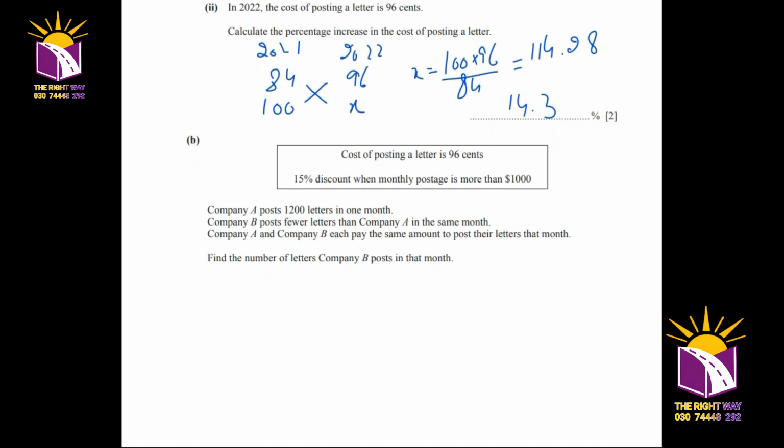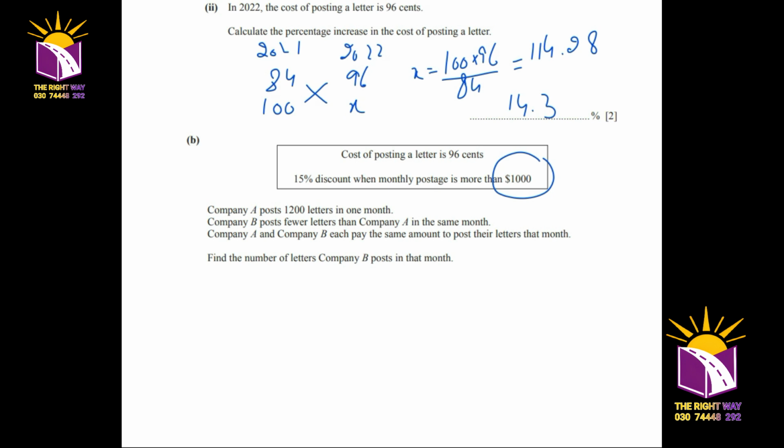Part B. Cost of posting a letter is 96 cents. 15% discount when monthly postage is more than $1,000. Now, company A posts 1200 letters in 1 month. Company B posts fewer letters than company A in the same month. Company A and company B each pay the same amount for their letters that month. Find the number of letters company B posts in that month.